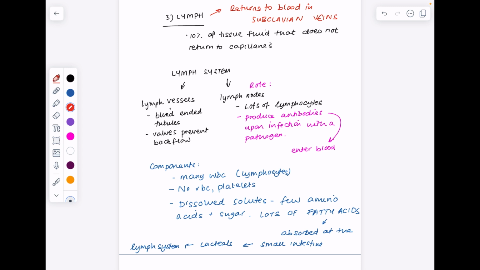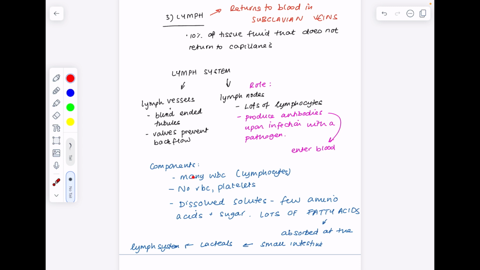So to reiterate, the lymph is a special portion of tissue fluid. It's 10% of tissue fluid that does not return to the capillaries. The lymph system consists of both lymph vessels, which are blind-ended tubules containing valves that prevent backflow of lymph. The lymph nodes contain a very high number of lymphocytes which will produce the antibodies needed to kill pathogens.